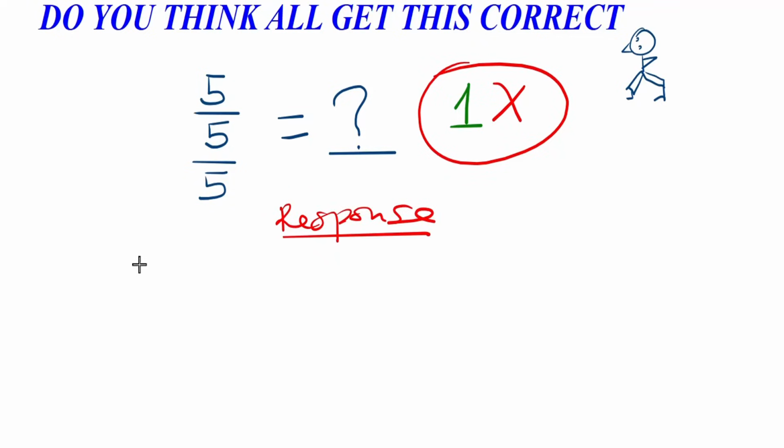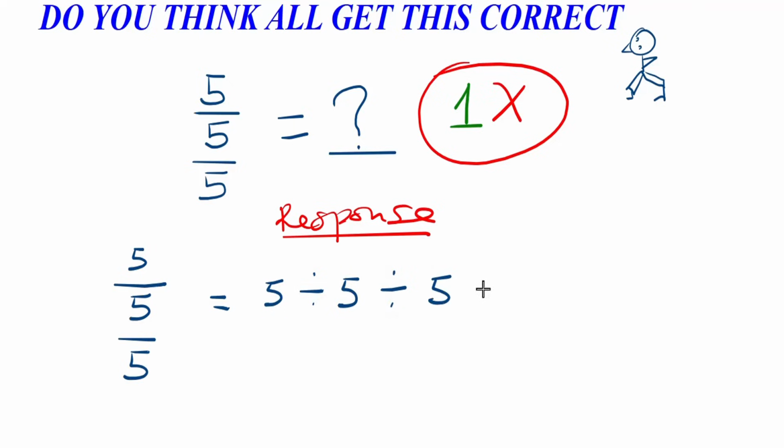So we have 5 divided by 5 and still divided by 5. In simple terms, this is the same as having 5 divided by 5, then divided by 5. So now we have transformed from this format to this. We can see that this one is the vertical format, whereas this is the horizontal format of it.